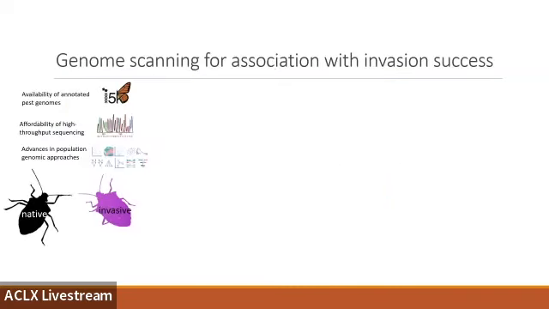Despite these challenges, the increasing availability of annotated pest genomes, for example, through the i5K project, the affordability of high-throughput sequencing, such as RAD sequencing, and advances in population genomic approaches together provide novel opportunities to study the genomic underpinnings of invasion success in insect pests.